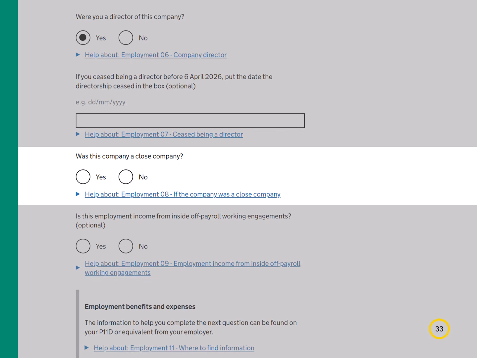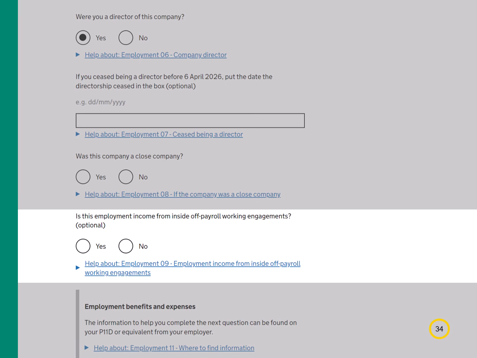If you're not sure what this means, the Help About link gives a broad description of what a closed company is. This next question is about off-payroll working engagements, sometimes known as IR35 rules. These rules apply if the worker who provides services to a client through their own intermediary would have been an employee if they were providing their services directly to that client. You can find out more about who this applies to in the Help About link, which also gives you a link to more detailed guidance on gov.uk.